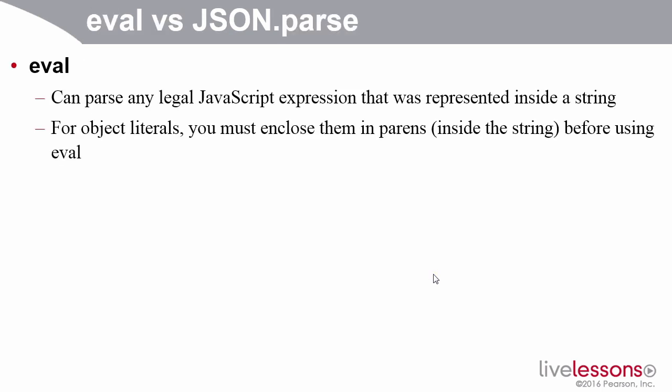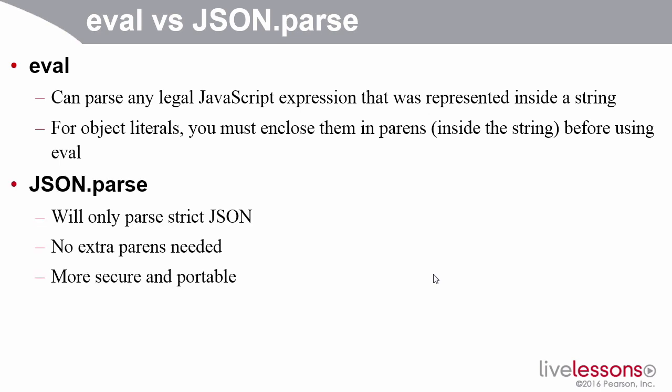Okay, so eval can parse anything. However, if it's an object literal, and you're treating curly braces as part of an object literal rather than enclosing statements, you have to put parentheses around the outside of the string before you pass it to eval. But JSON.parse can only parse strict JSON. It's much more limited. However, you don't have to put in extra parentheses. It's much more portable. Lots and lots of languages know how to produce strict JSON. There are libraries in Java, C#, Ruby, Python, and so forth. And it's more secure. You don't have to worry about the server data slipping you a function that you're going to accidentally run that's going to compromise the integrity of the page.